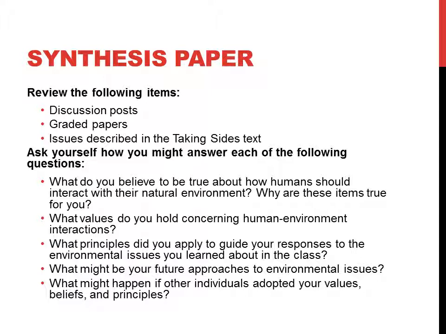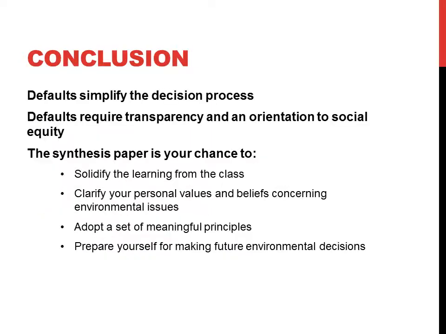So the first part is about understanding your beliefs, what is true for you. The second part's about understanding your values, what's important for you. And then the third part is about understanding your principles. How are these values and beliefs implemented in rules? And then the final two parts are about moving forward in the future. How would you approach future decision-making situations based on your set of filters? And just a speculation on what might happen if other individuals adopted your particular values, beliefs, and principles.